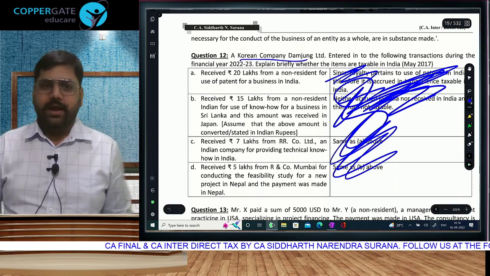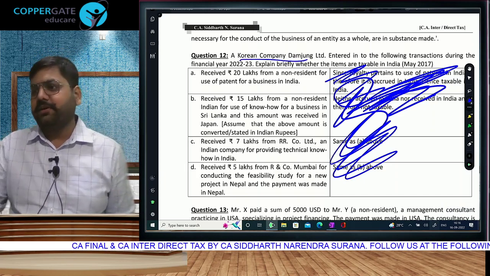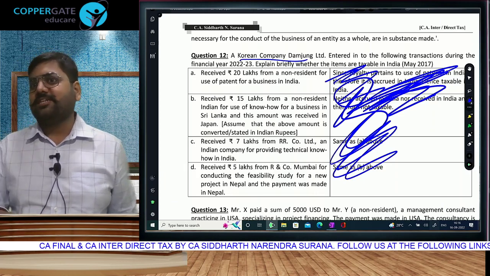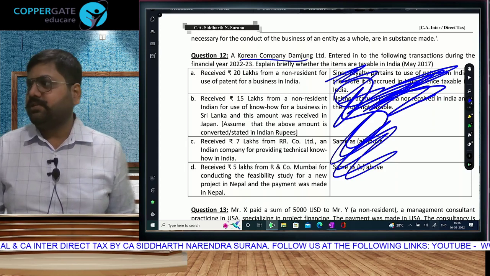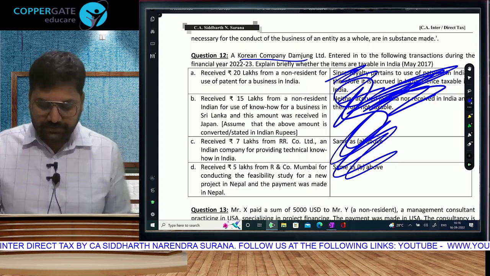Assessee is non-resident. Had this been a resident, we would have said TTTT by. But because the assessee is non-resident, we can tax only if the income is Indian. Let's see which of them is Indian income. Accordingly, that will be taxable.